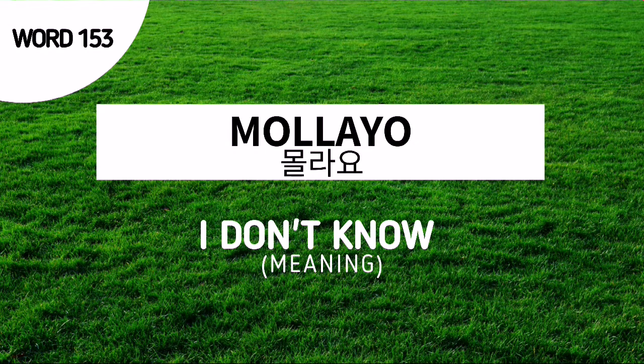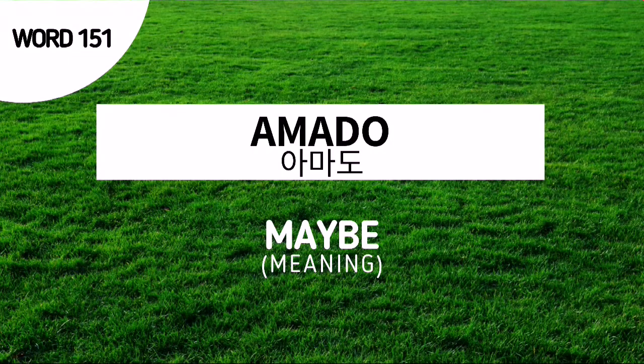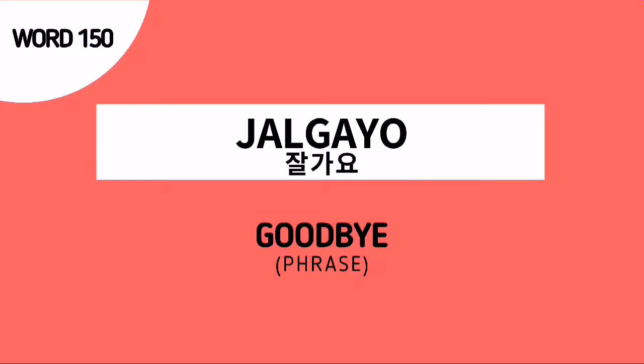Word number 153 is 몰라요. And it is used to say I don't know. Word number 152 is 알아요. This is also just the opposite of 몰라요. It means I know. Word number 151 is 아마도. And this is used to respond or say maybe. Word number 150 is 잘 가요, and this is used to say goodbye or go well.